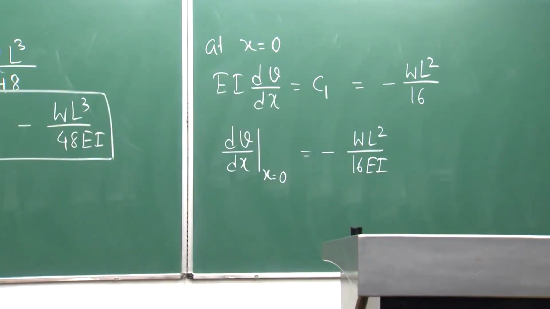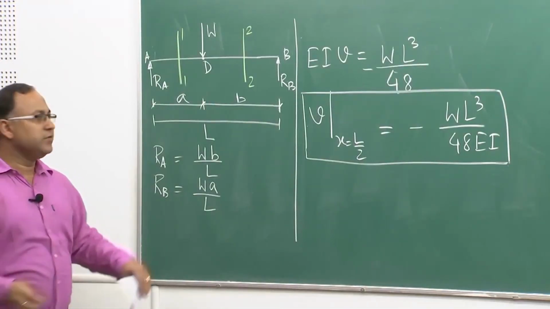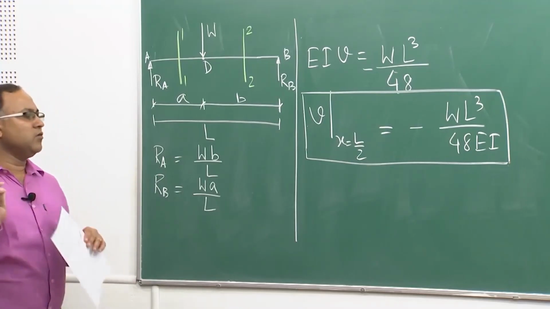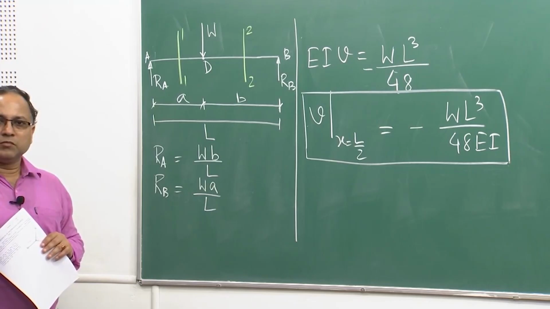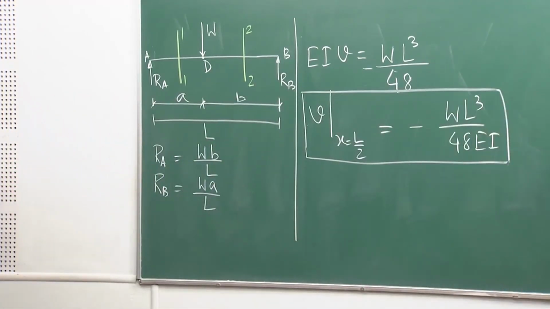That is the slope of your deflected curve. Similarly, you can find out dV/dx at x equal to L, dV/dx at x equal to L by 2, at any point you can find out your slope by using the proper equation. I hope you have understood this.